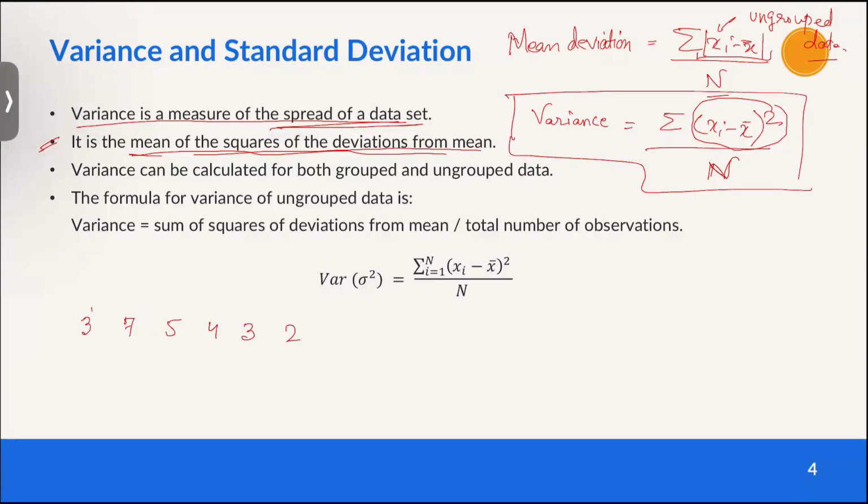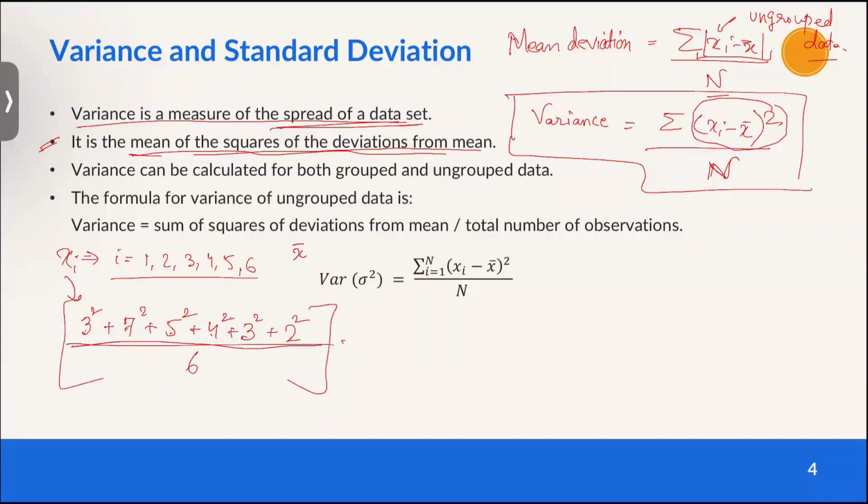So we are squaring these deviations and summing them up, and then dividing by the number of deviations. So 1, 2, 3, 4, 5, 6. We have 6 data points, 6 xi's, with i going from 1 to 6. We calculated the mean of those data points and the deviation of each value. What we were doing was calculating the mean of these squared deviations.